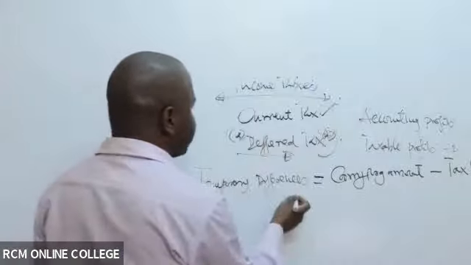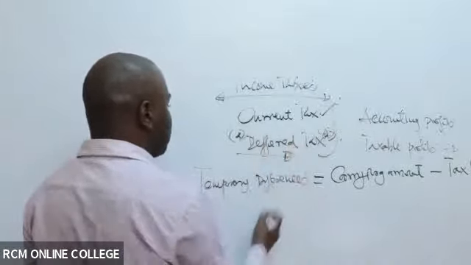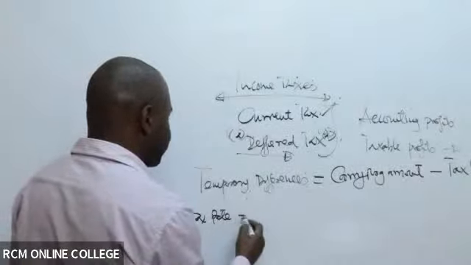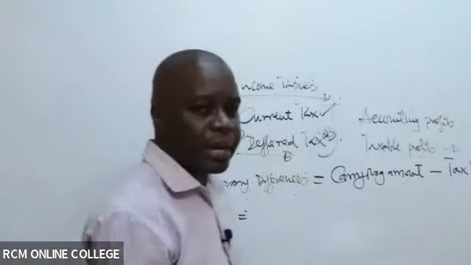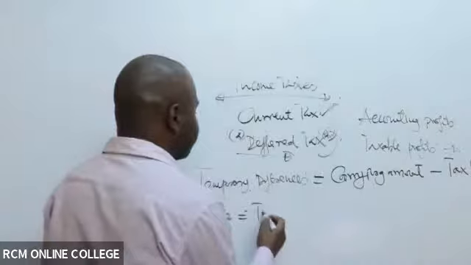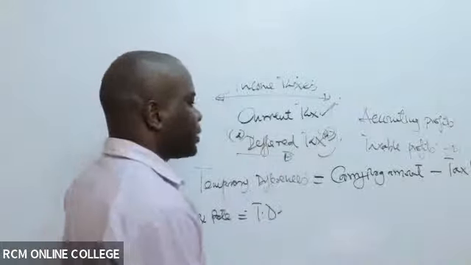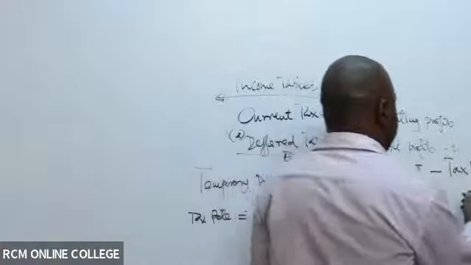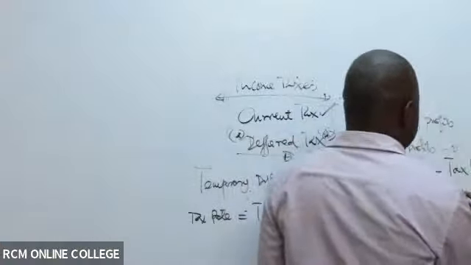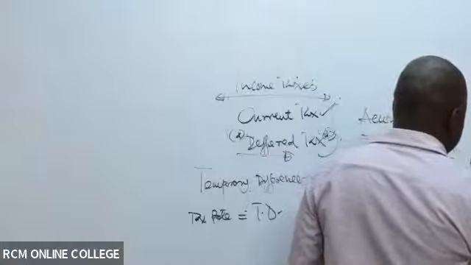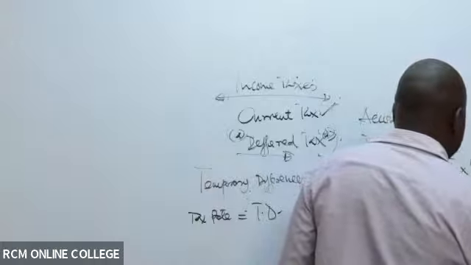When you get the difference between the two, you get what we call the temporary differences. Therefore, the deferred tax will be the tax rate you've been given, maybe 30% or 20%, multiplied by the temporary differences. And the difference between the two can lead to a tax liability, or it can lead to what we call what? A tax asset.